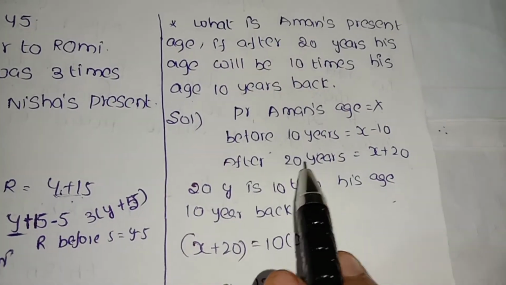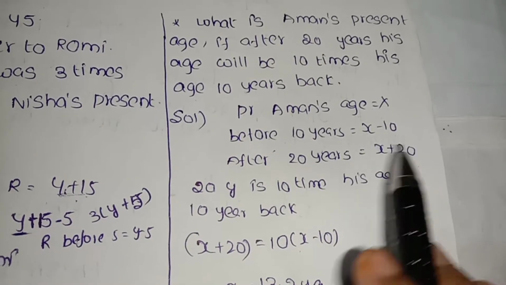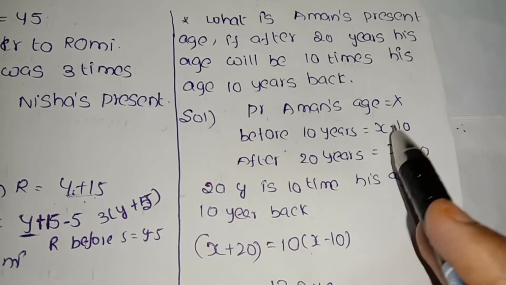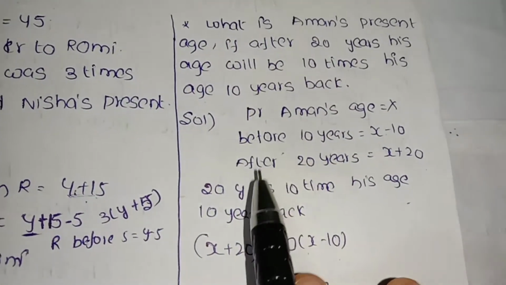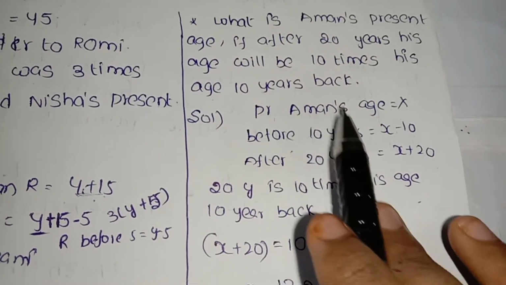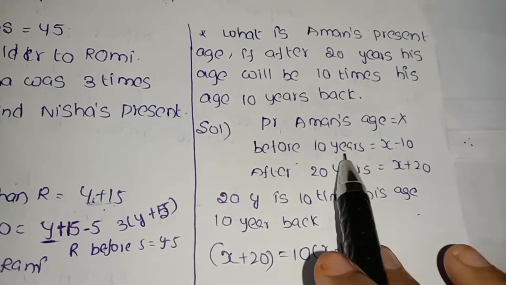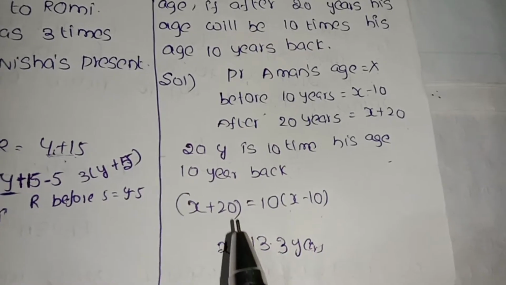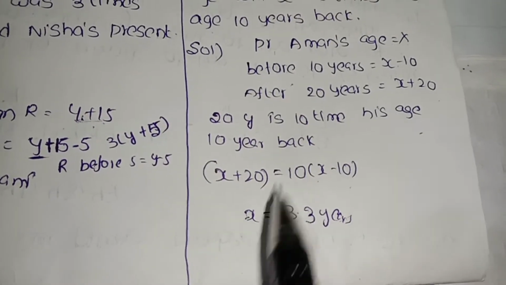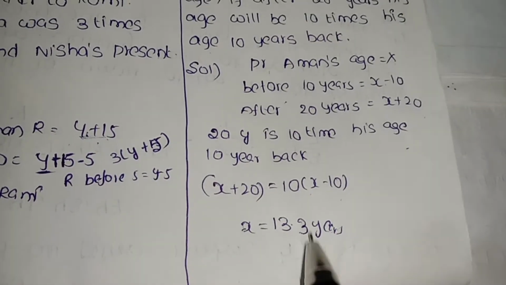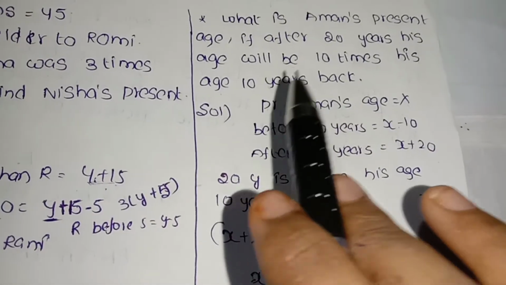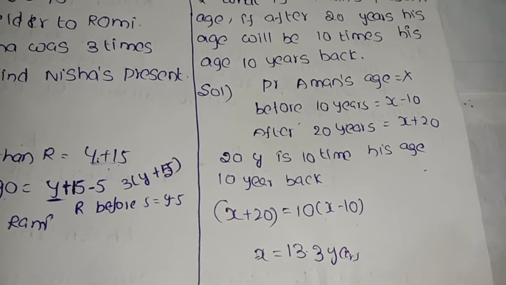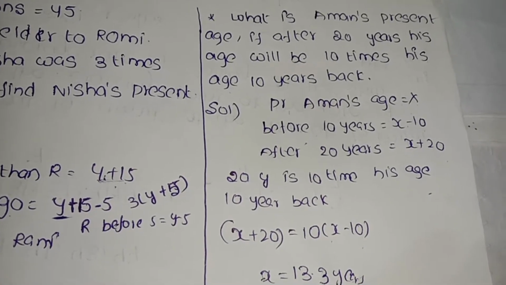Right? After 20 years, what is Aman's age? x plus 20. Before 10 years, what is Aman's age? x minus 10. After 20 years is 10 times of before 10 years. So, now we have to do simplification. I am getting x equal to 13.3 years. So, the present age of Aman is 13.3 years. This is the example of this question.